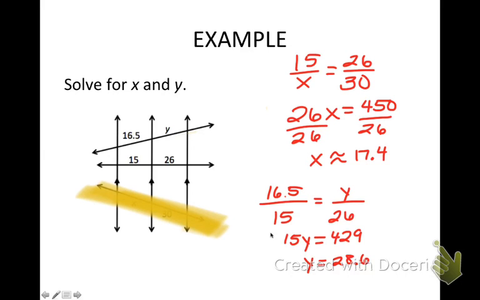Why wouldn't you do 26 over 15 equals 30 over x? You could, you would be totally fine doing it that way too. If you did 30 over x, 26 over 15 would work. Just don't do 30 over x equals 15 over 26. You're still going to get the same cross products. Okay? All right, flip on to the back.